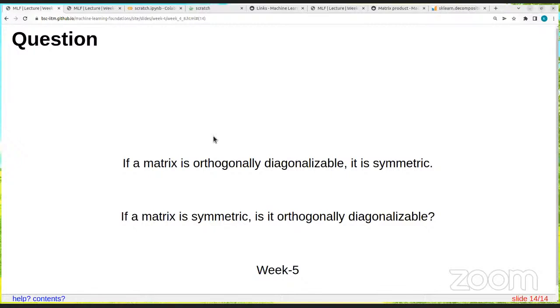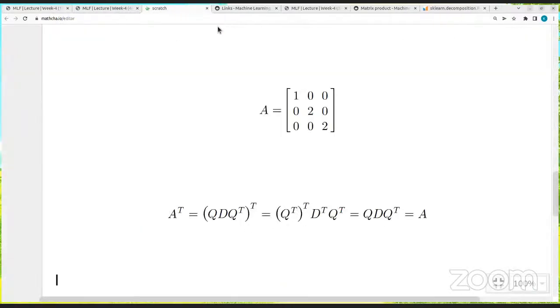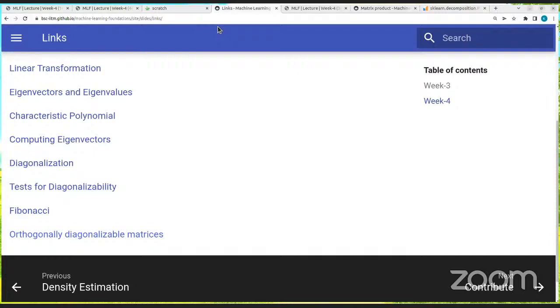Okay, so that's all I had. We are done with week 5 in general. If you have any questions, we can take them up, or if not, we'll close the session.